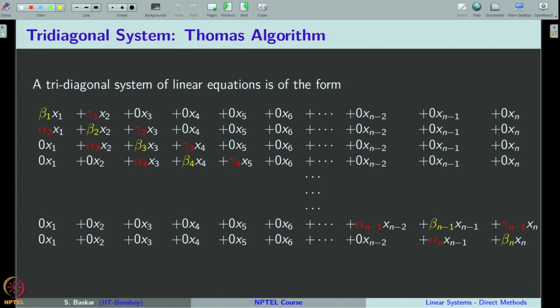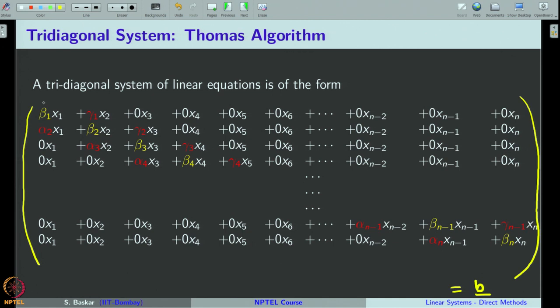Let us consider a tridiagonal system. A tridiagonal system has non-zero elements only at its diagonal part, and then the lower diagonal part and the upper diagonal part. Other than these, all other entries are zero. This is shown in this system. Here I am only showing the left hand side of the system Ax equal to b. So, this entire thing should be equal to the b vector on the right hand side.